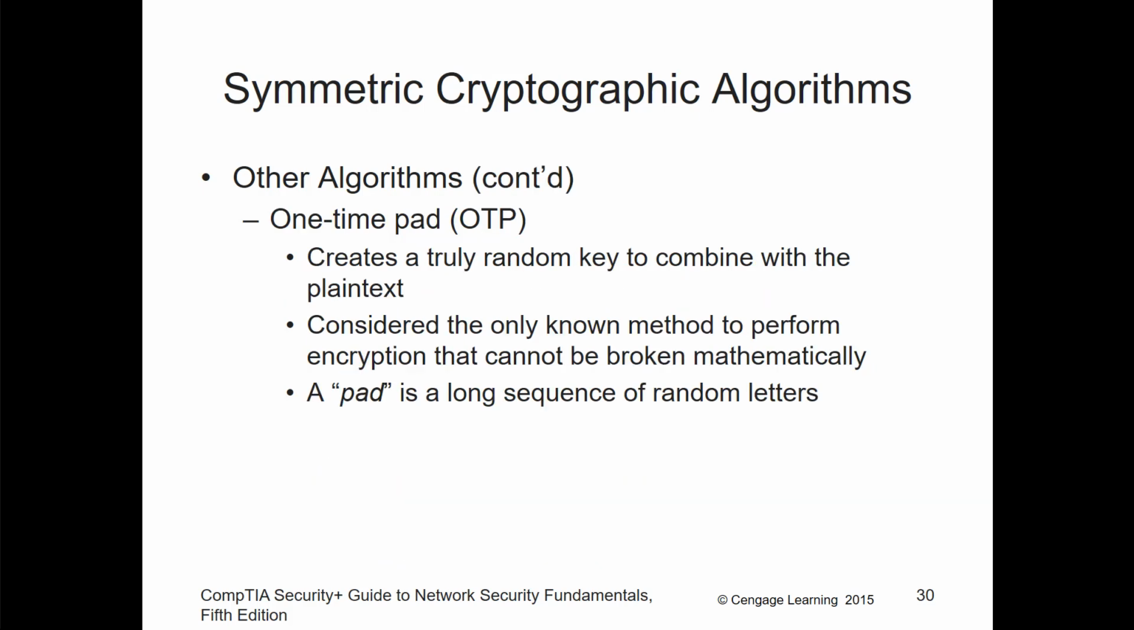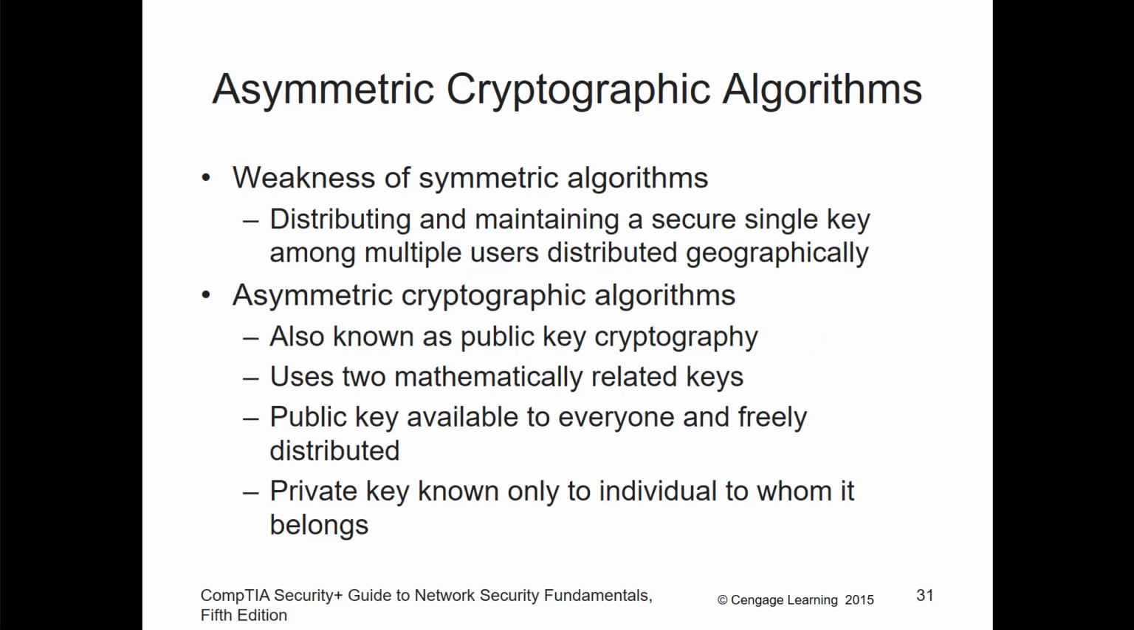One-time pad, or OTP, creates a truly random key to combine with plain text. It's considered the only known method to perform encryption that cannot be broken mathematically. A pad is a long sequence of random letters, though in math, random is very subjective. So the weakness of symmetrical keys is distributing and maintaining a secure single key among multiple users distributed geographically. Hence, one key for encrypting and decrypting.